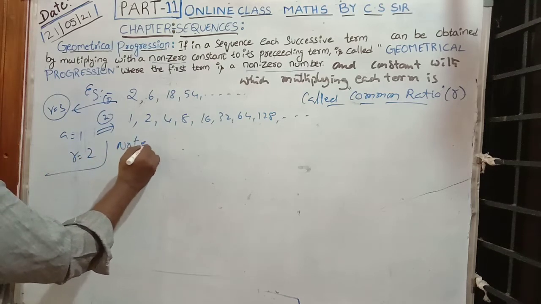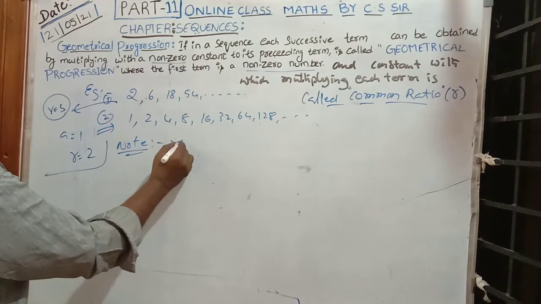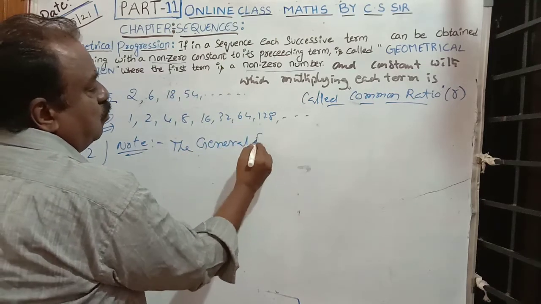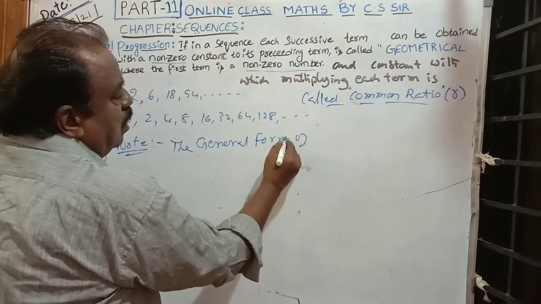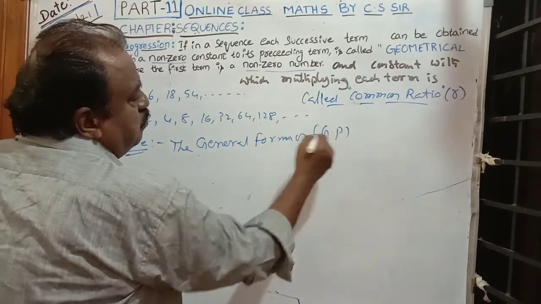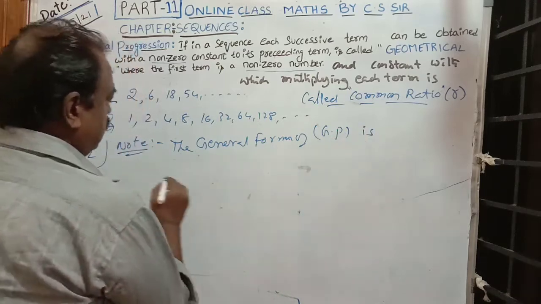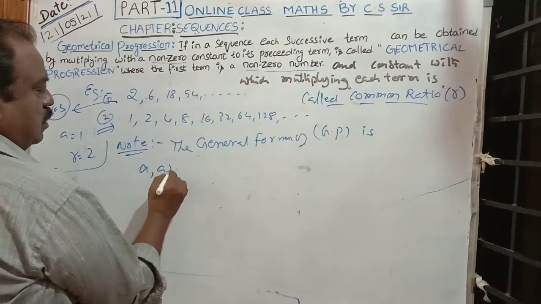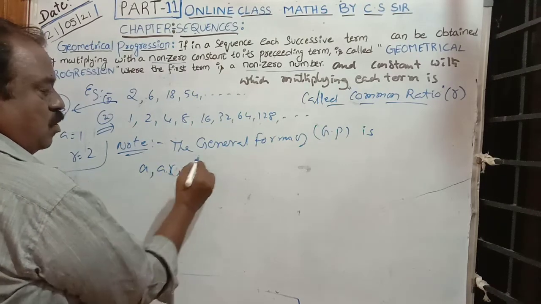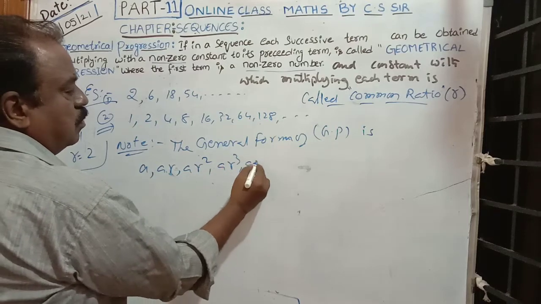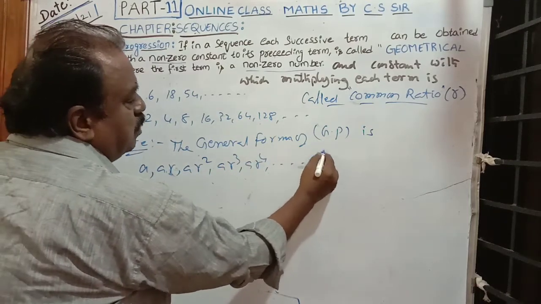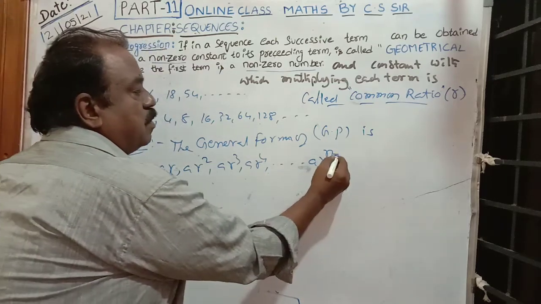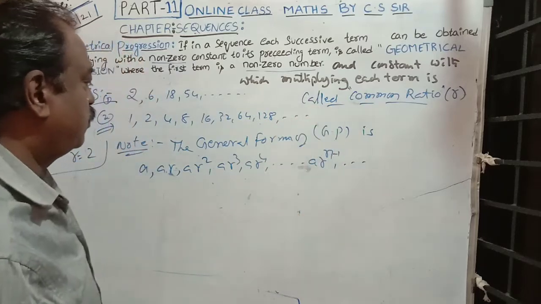Note. The general form of a GP, geometrical progression, is a, a into r, ar into r, ar square, ar cube, ar power 4, up to ar power n. It is going on like that. Then ar power n minus 1 and going on.